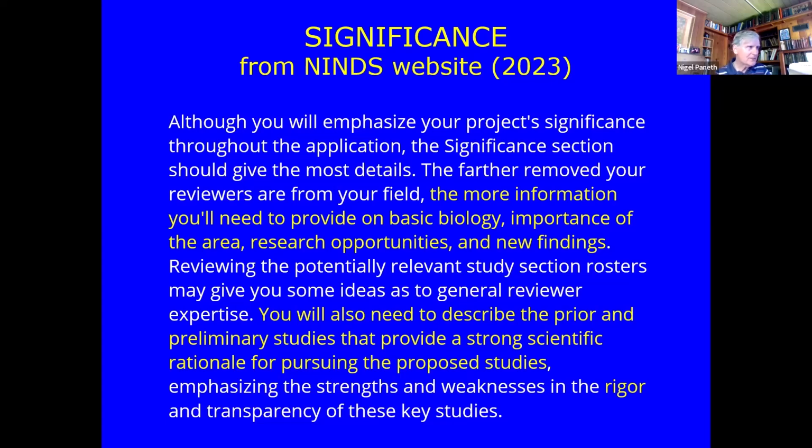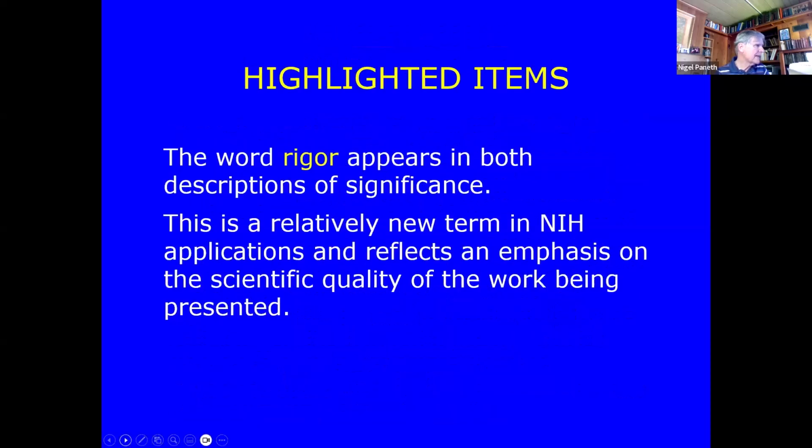And this definition of significance also talks about the word rigor and transparency, which I'll parse through in a little bit. Before I go on, I'll take a moment to talk about rigor because it comes up. It's a relatively recently used term in NIH, but it's become rather important. They want you to comment on how rigorous not only your own research is, but also the research that you're citing.